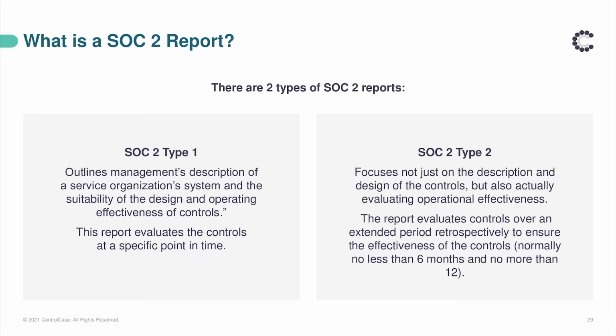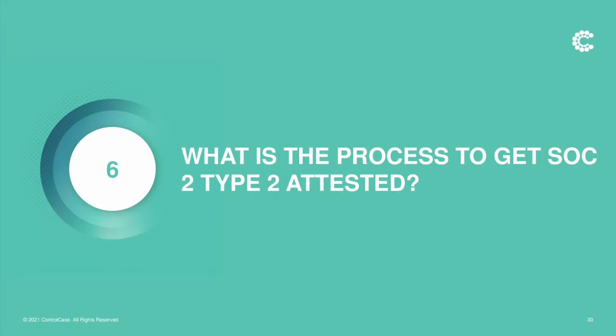And so a SOC 2 report, type 1, outlines the design of controls as being implemented and running. It is a point-in-time report versus a SOC 2 type 2 report that really goes into the design of the controls and the effectiveness of the design of controls over an extended period of time. So let me hand it back to Kishor, and let's talk a little bit about the processes to get SOC 2 attested. Thank you, Ricardo.